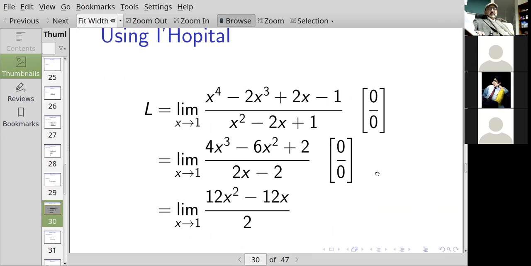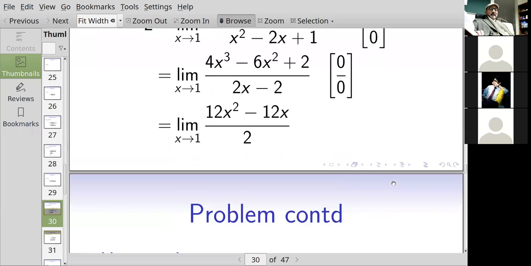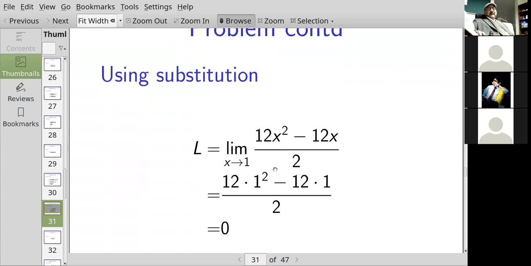But I haven't been wasting my time, because I have reduced the degree of the polynomials. So now I apply L'Hopital's again because I had the form 0 over 0. And I get the limit as x goes to 1 of 12x squared minus 12x over 2. Now I'm not going to get 0 over 0 anymore, because the denominator is a constant. So now I've got a continuous function over a continuous function where the bottom function is not going to 0. So now I can do simple substitution, and this will come out to 0.